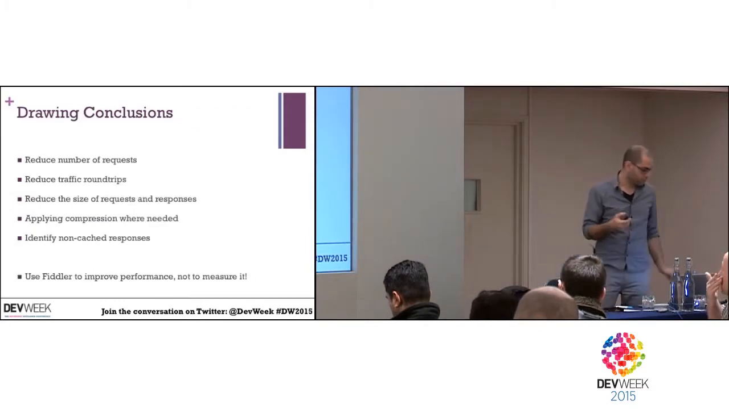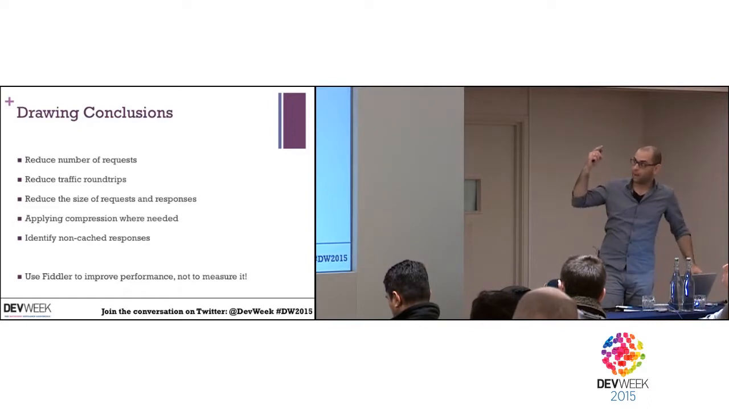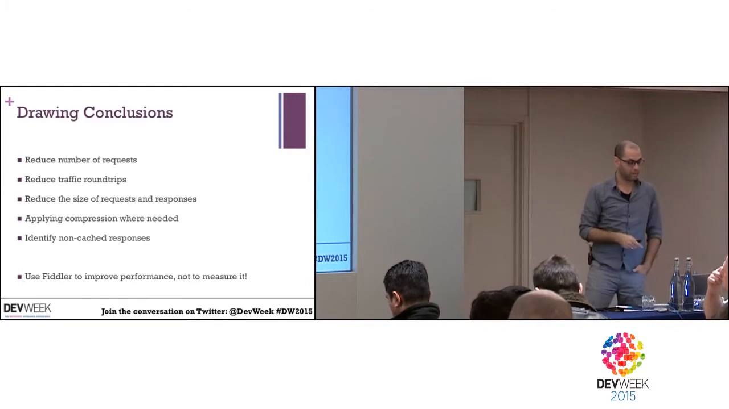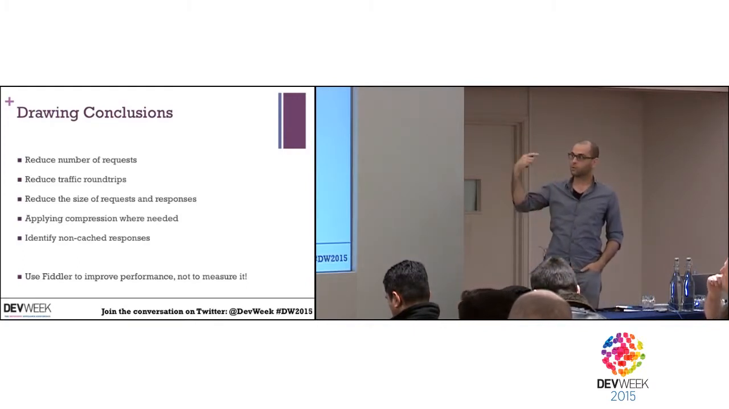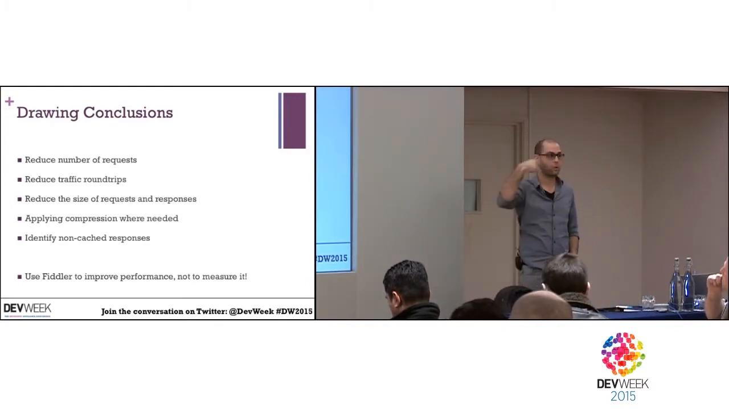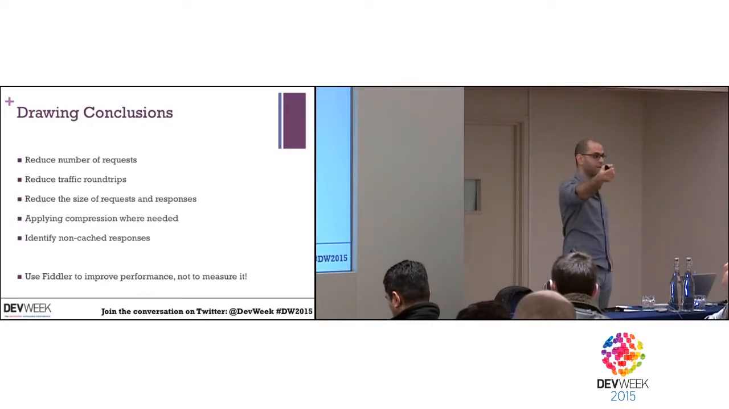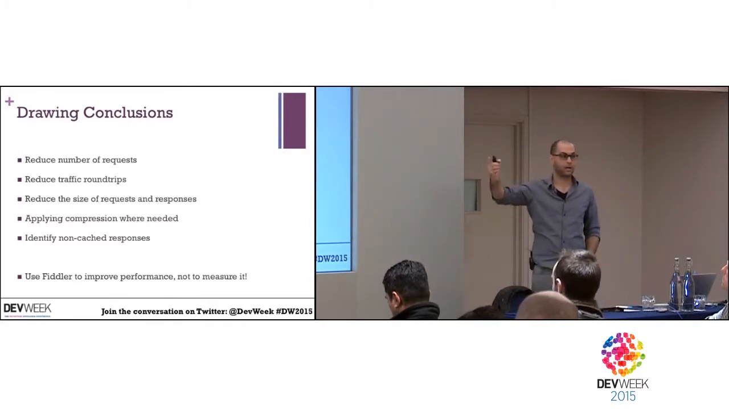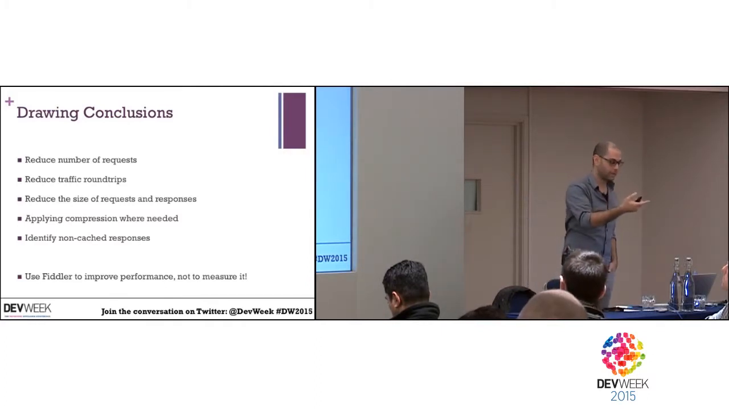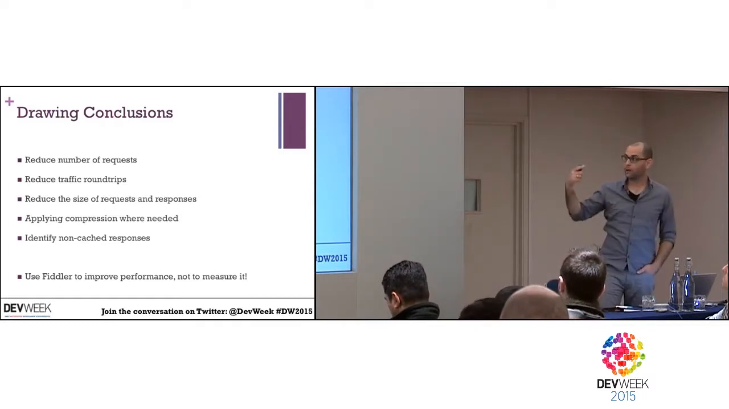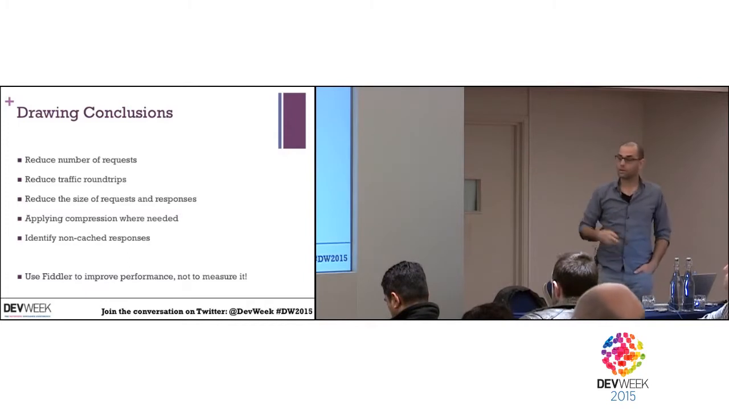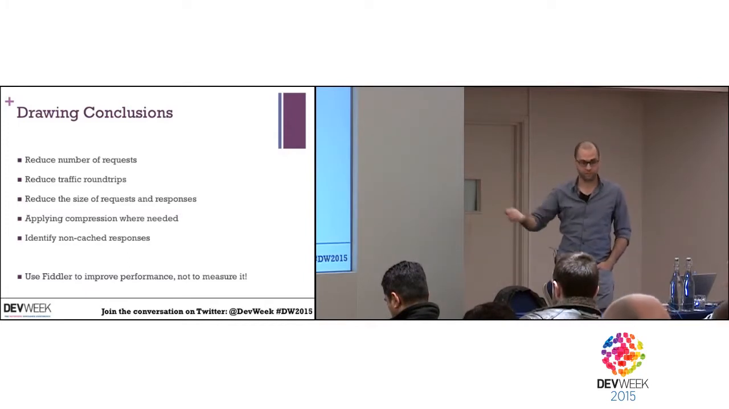So to draw conclusions about this stuff, stuff like reducing the number of requests, if you see a lot of requests in Fiddler. We use Fiddler to figure out if you have too many round trips, get something from the server, do something, get something again. We can see web service calls like that. Reduce the size of requests and responses by applying stuff like compression, applying caching rules where needed. All those things we can learn from Fiddler.